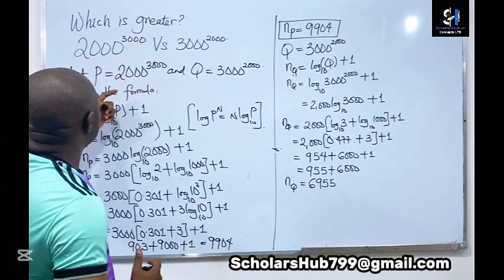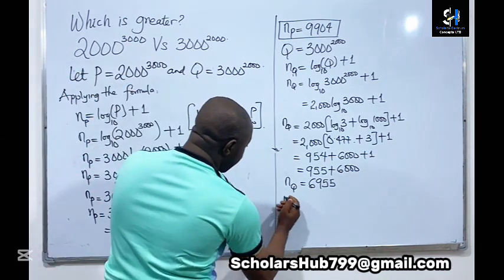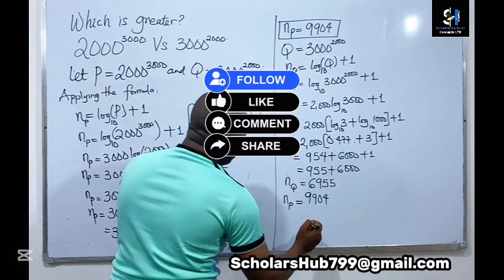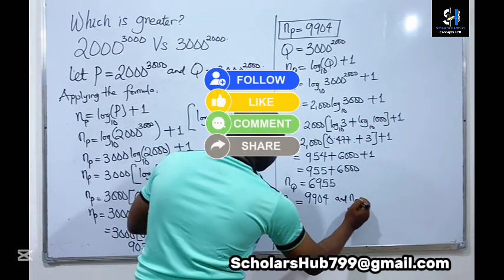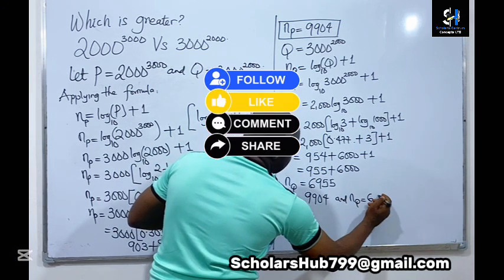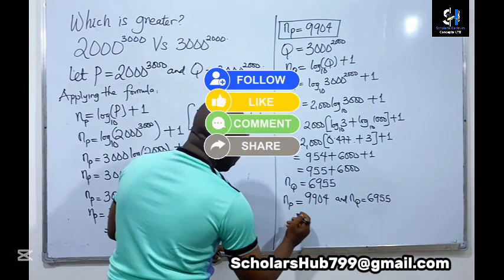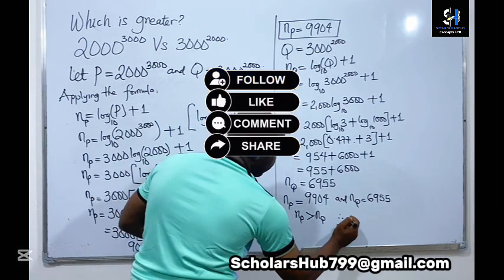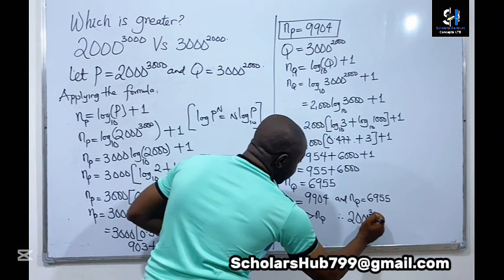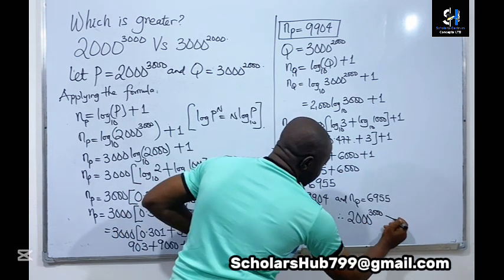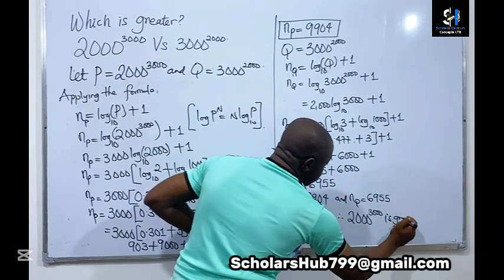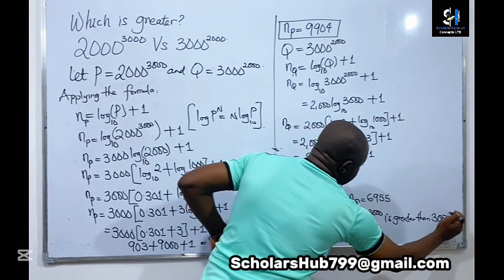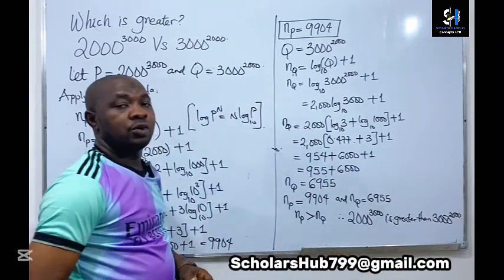Now let's compare. From here, we know that NP is 9904, and when we look at NQ, NQ is 6955. So we can see that NP is greater than NQ. Therefore, 2000 raised to the power of 3000 is greater than 3000 raised to the power of 2000.